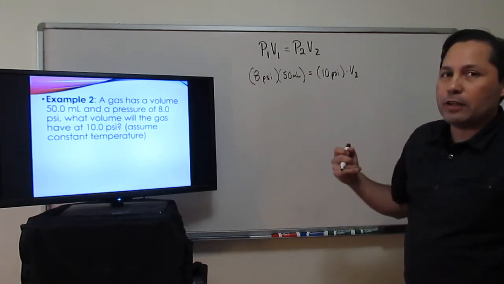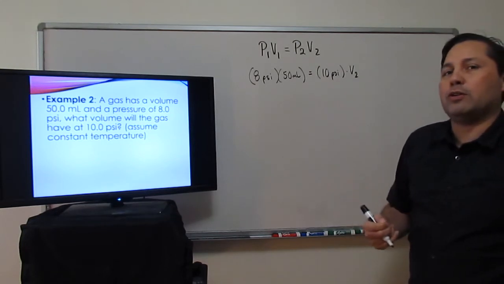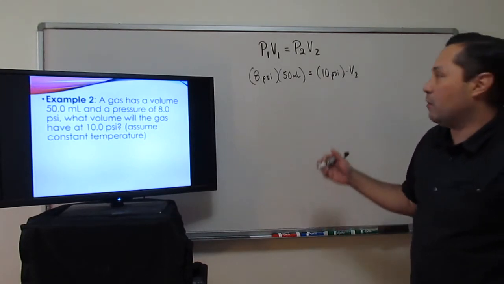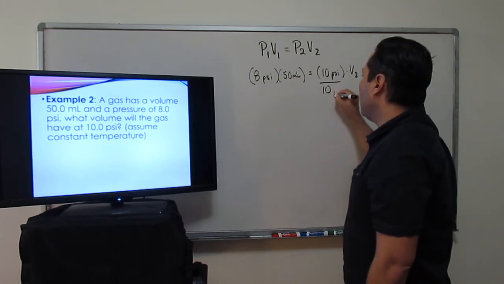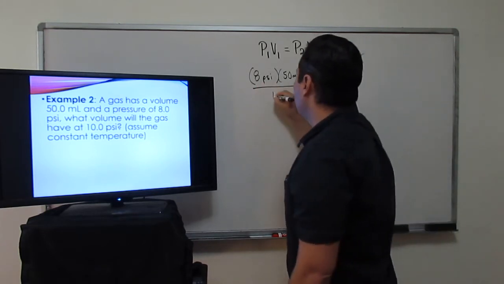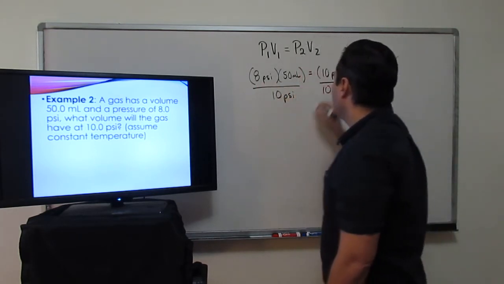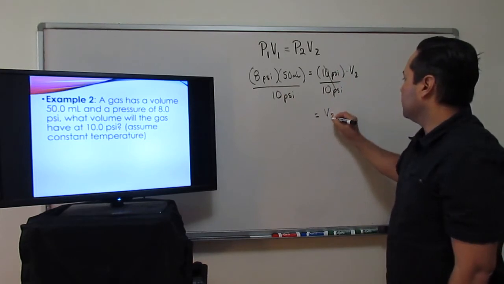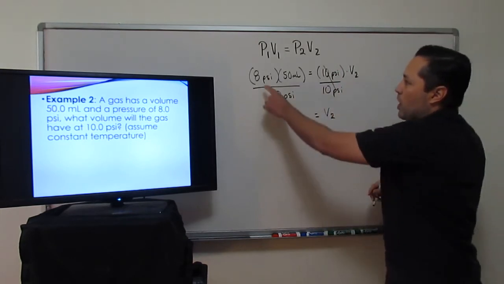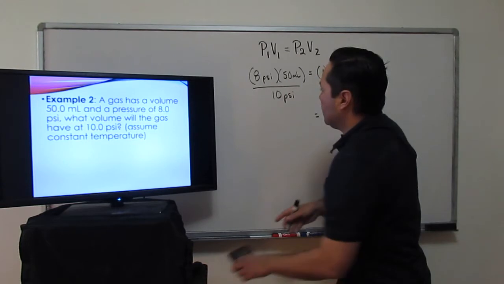So we want to isolate V2, that means get rid of the 10. So to get rid of the 10 psi, we're going to divide it by itself. And what I do to one side, I have to do to the other. So that cancels out. So V2 is equal to 8 times 50 divided by 10.